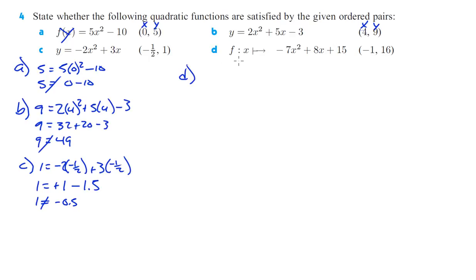And then let's take a look at D. This here is our y, so does 16 equal negative 7 times negative 1 squared plus 8 times negative 1 plus 15? So negative 1 squared is 1, times negative 7 is negative 7, minus 8, plus 15. We got 16 equals 0, and that is not true either. So none of these work. But that's all you have to do, just plug in the x and y and see if it works. All right, moving on.